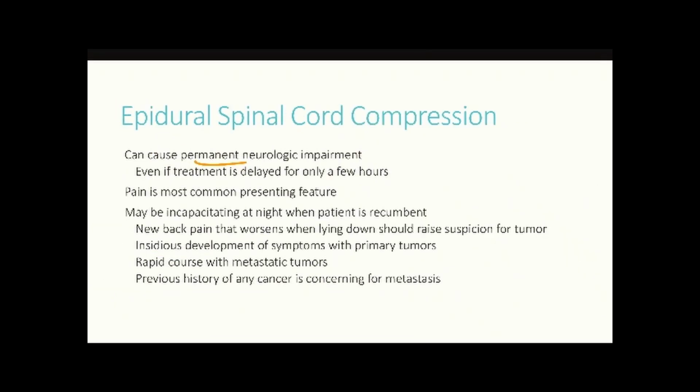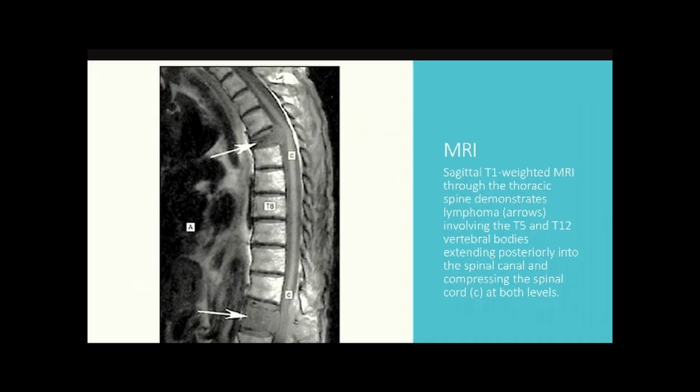Can cause permanent neural impairment even if treatment is delayed for a few hours. Pain is going to be the most common presenting symptom. May be incapacitating at night when the patient's recumbent because, again, the tumor is compressing onto your spinal cord, and it's causing issues. Obviously, watch out for any metastases in these patients.